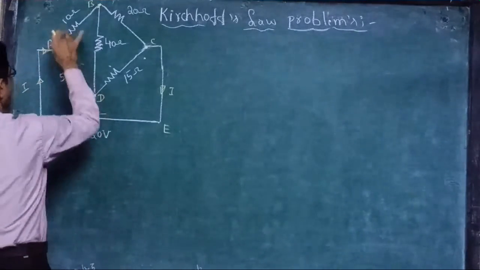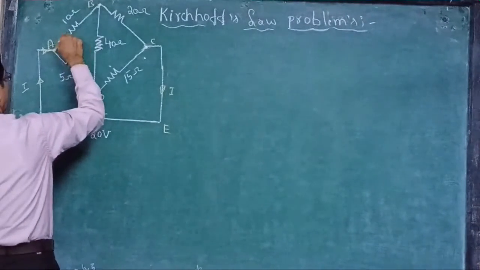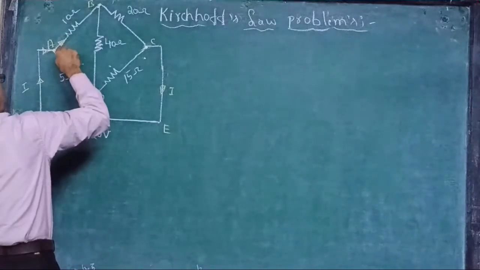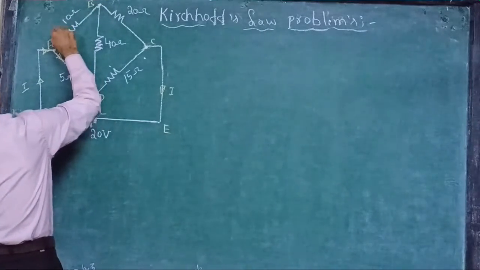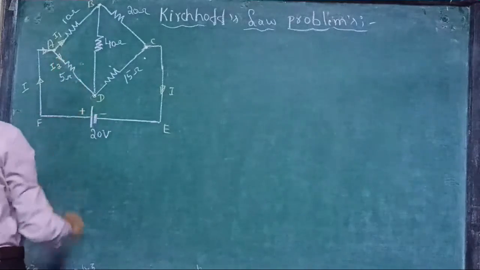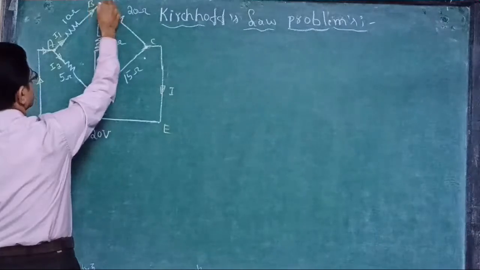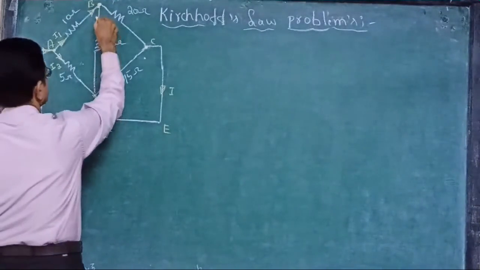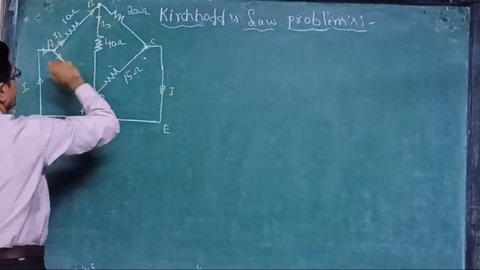Next, current flows in these two branches or two arms. This is one arm, and this is another arm. Here I take this current as I1 current, and this current as I2 current. Current also flows to this junction, then that current will be divided, and we mention that current as I3.